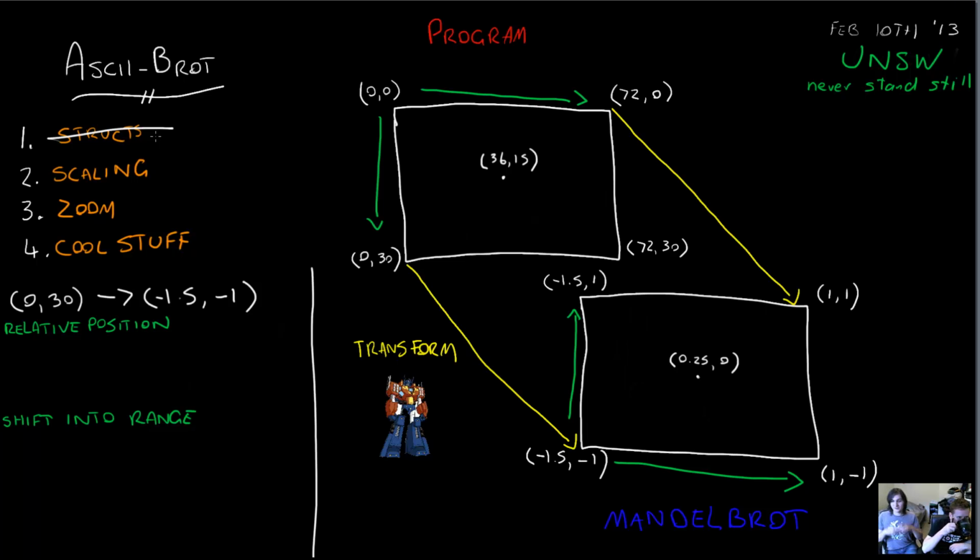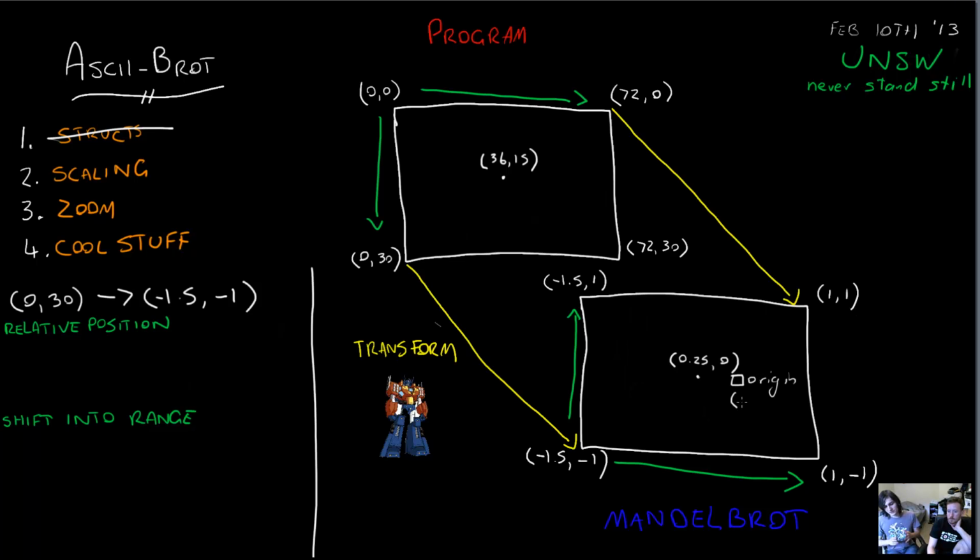Okay, so now I'll try and explain how the scaling works. In the Mandelbrot set, you've got a set of coordinates. They're called Cartesian coordinates, right? And your origin is 0, 0. So the top right, for example, is going to be 1, 1, and your bottom right is going to be 1, negative 1, etc.